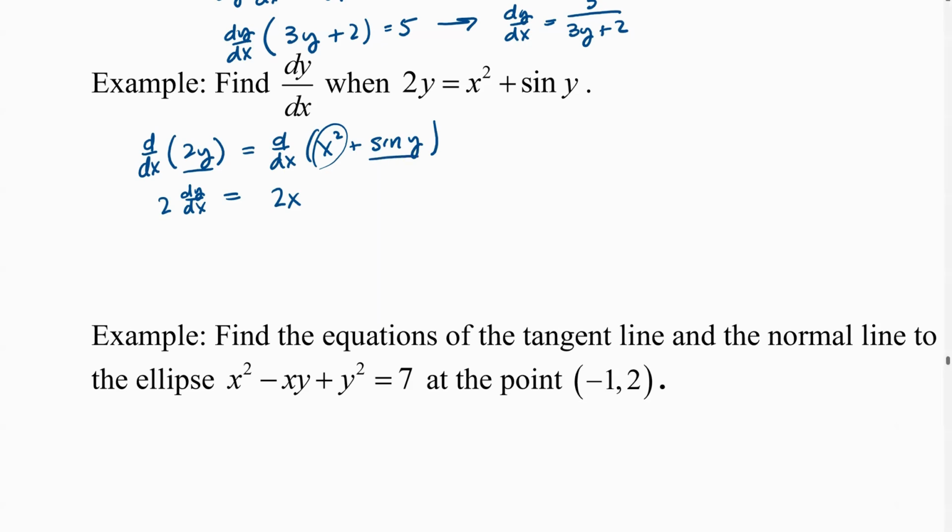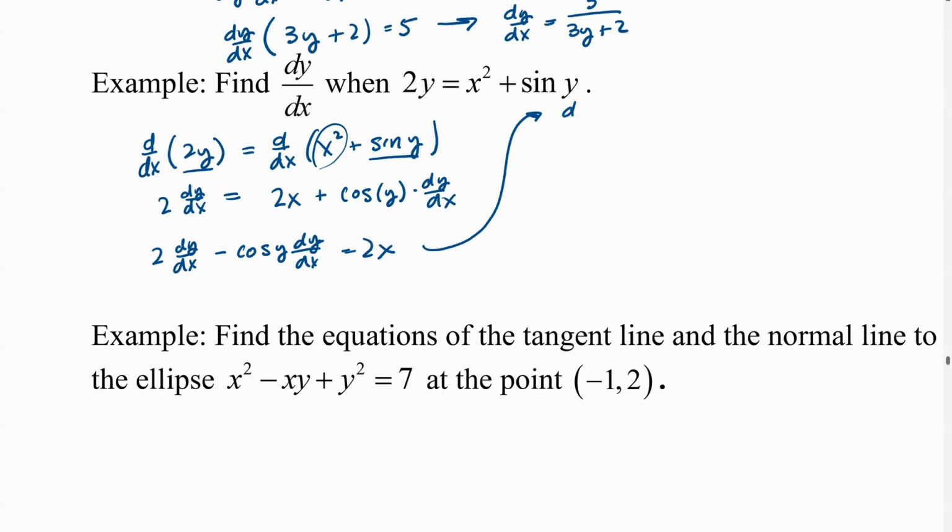Derivative of sine y. Again, this calls for a chain rule: derivative of the outside, leave the inside the same, multiplied by the derivative of the inside. Great, we've taken the derivative of both sides. Let's get all the dy/dx's on the same side of the equal sign. That means I'm going to subtract that cosine y dy/dx over to the other side.